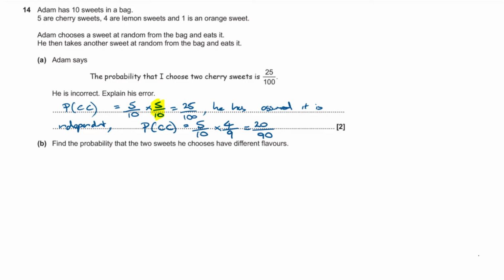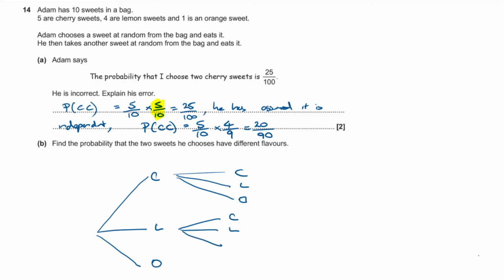Okay, so find the probability that 2 sweets he chooses have different flavors. Okay, just going to get an overview of this by drawing a quick tree diagram. So we've got first selection, which is cherry, lemon, and orange. And then my second selection, again, cherry, lemon, orange, for each branch, haven't I?